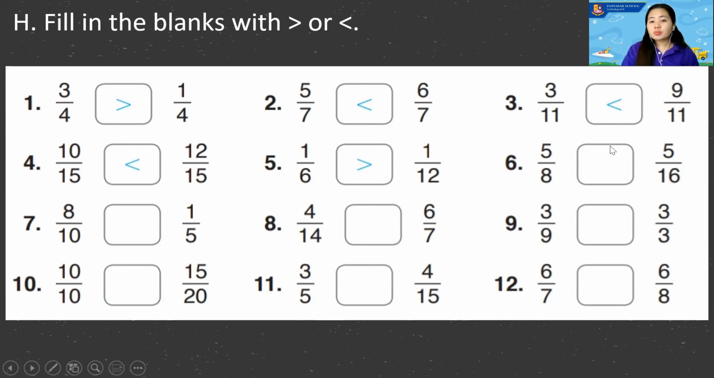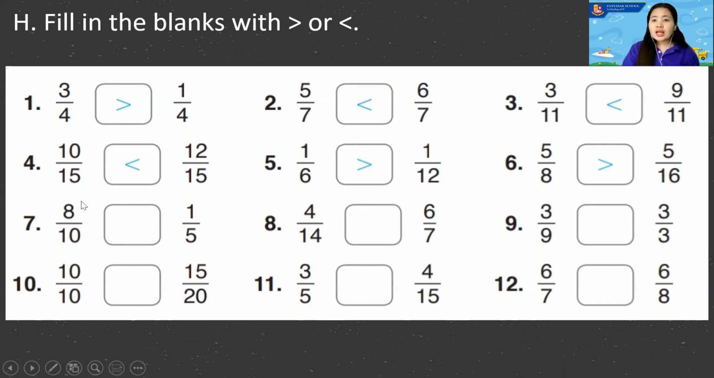Okay, next one, number 6. Again, they have the same numerator. So look at the denominator, 8 and 16. This one is smaller, which means it has a big value. Okay, so 5/8 is greater than 5/16.